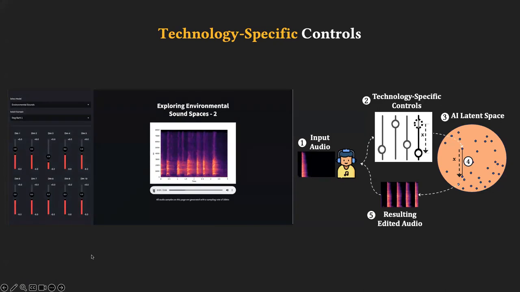For technology-specific controls, we enabled interactivity with the AI model using latent dimensions. Using this interactivity, designers are able to perform edits to the sound directly in the latent space of the AI model. Note that on this interface, we leave the dimensions unlabeled and allow designers to interpret the dimensions based on their intuition. Both interfaces in our study used the same underlying AI model and differed only in how the generation was controlled.